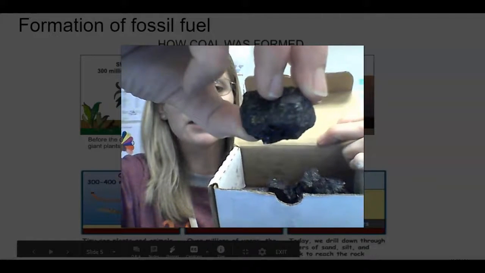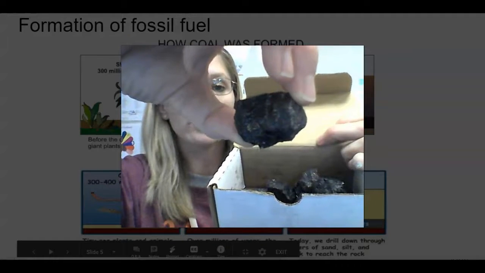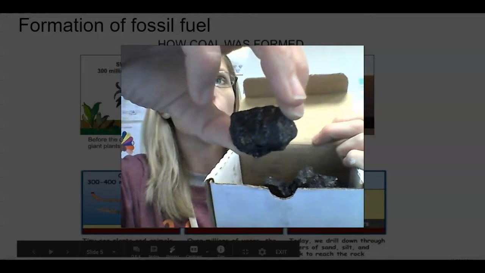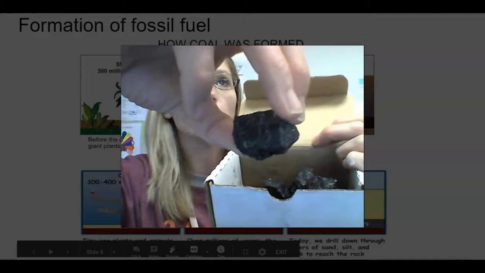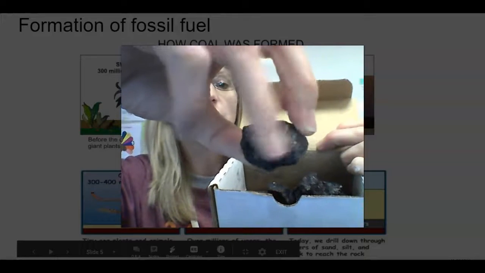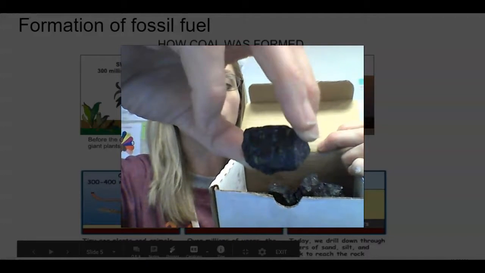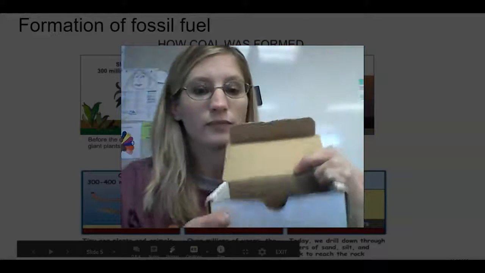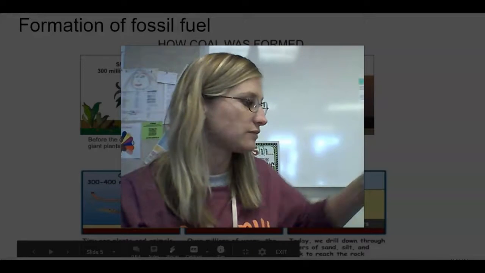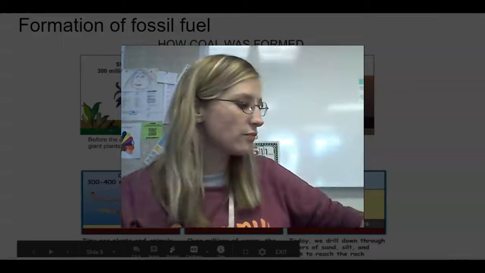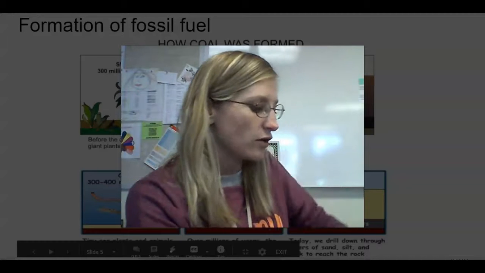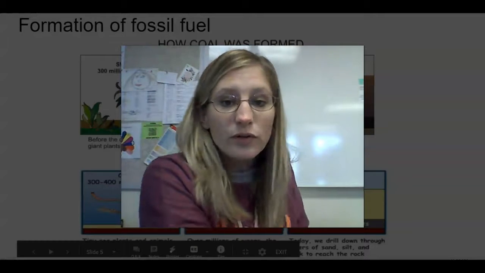And we generally burn it in order to produce energy for us. Usually think of old steamboats and steam engines, and they used to burn coal all the time in order to create energy. So you can put your lid on that. That's our coal.